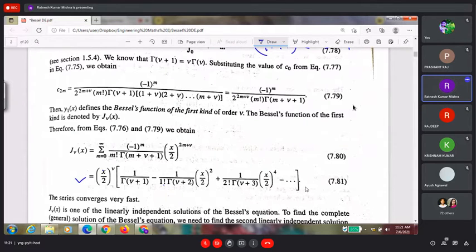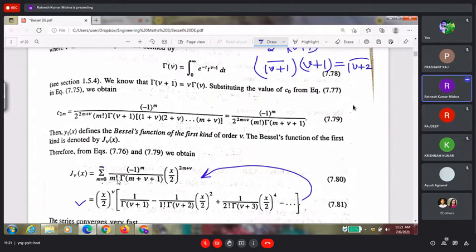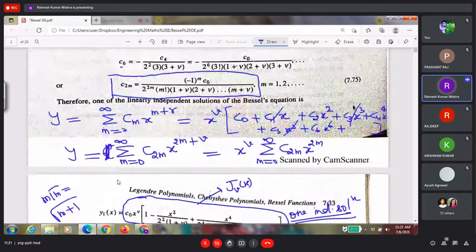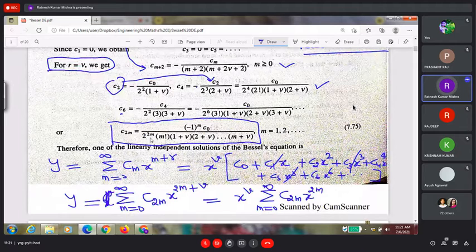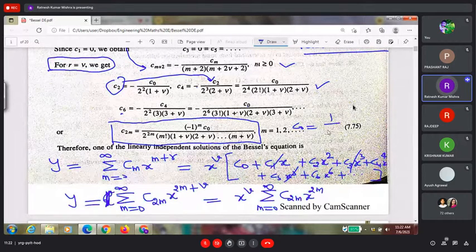All these terms we can write in one term, m equal to 0 to infinity, or in the second way, C2m is minus 1 to the power m C naught. Now in this, C naught is substituted: C naught is 1 by 2 to the power v gamma v plus 1.